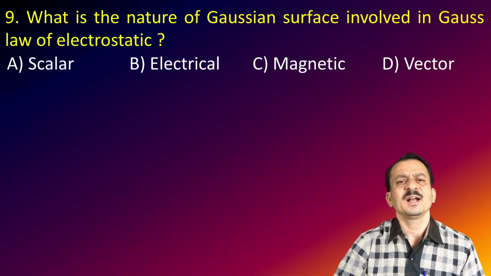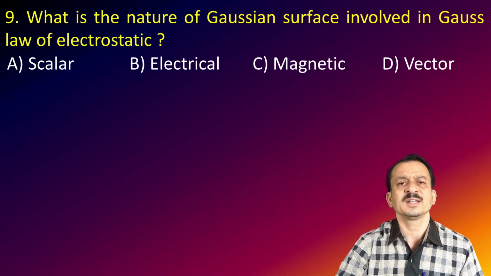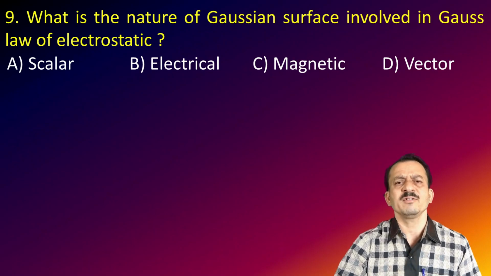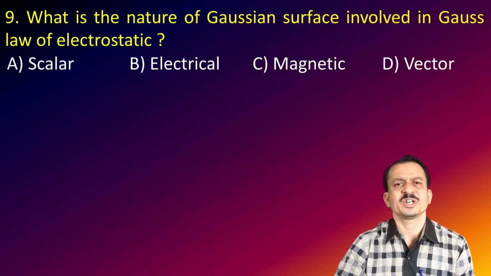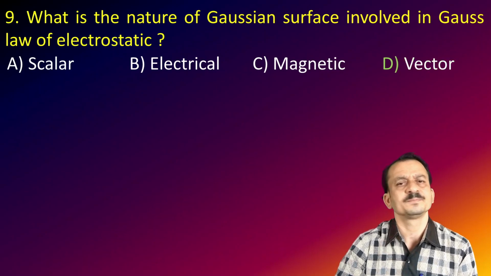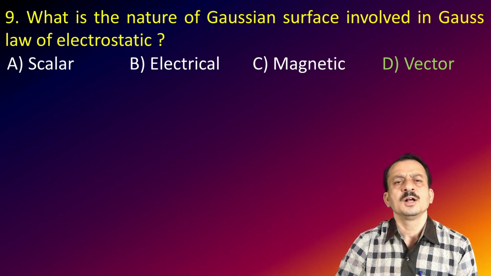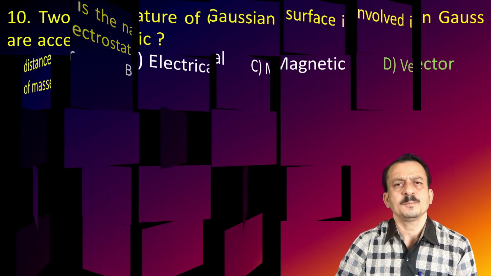While finding the flux, we have defined the flux as the dot product of the field vector and the area vector. Therefore, since we have chosen area as a vector quantity while finding the flux, the Gaussian surface is also a vector in nature. The nature of the Gaussian surface is a vector quantity. So D is the answer. Move on to the next problem.